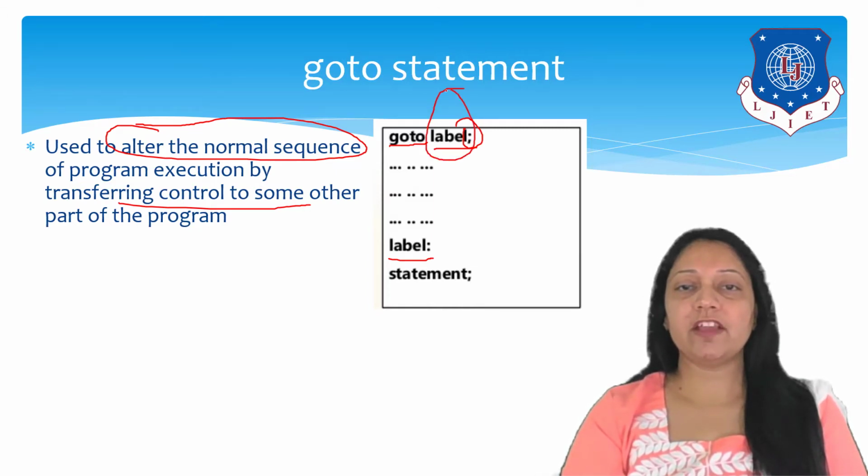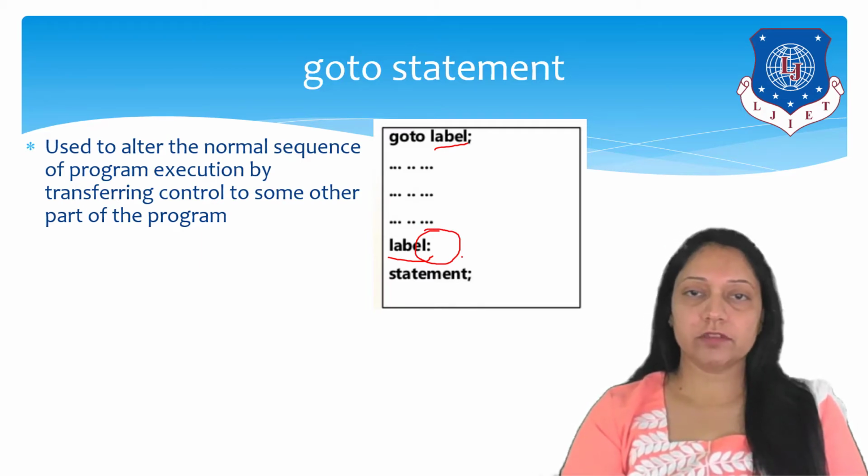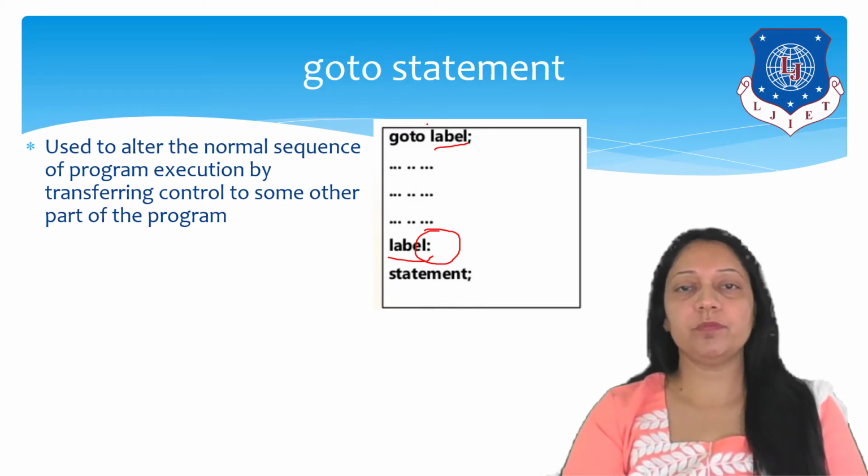Whatever label we have mentioned here, the same label has to be written in the part of the program where we want to jump. For writing the label, write down the same label which we have written with the goto statement and end it with colon. Do not end with semicolon. Whenever we want to use goto, it should be in a pair. That is, first is goto label and then second is label and colon.